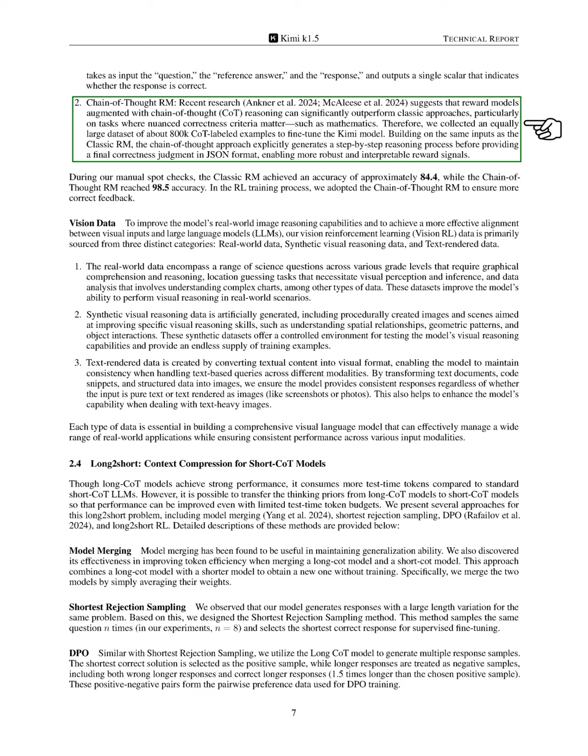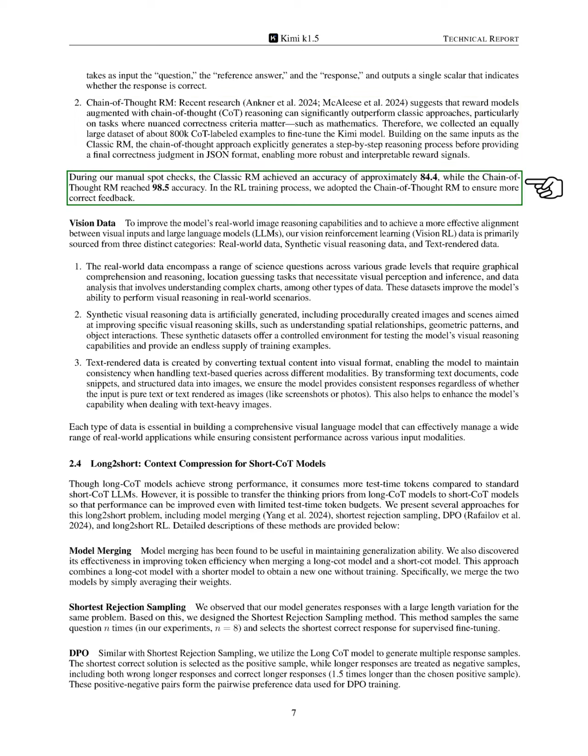The second method, chain of thought ERM, uses a step-by-step reasoning process to enhance scoring accuracy, particularly for nuanced tasks like math. We also collected about 800,000 examples for this approach. Our evaluations showed that classic ERM achieved an accuracy of approximately 84.4%, while chain of thought ERM reached 98.5%. We chose to use chain of thought ERM during RL training for more accurate feedback.